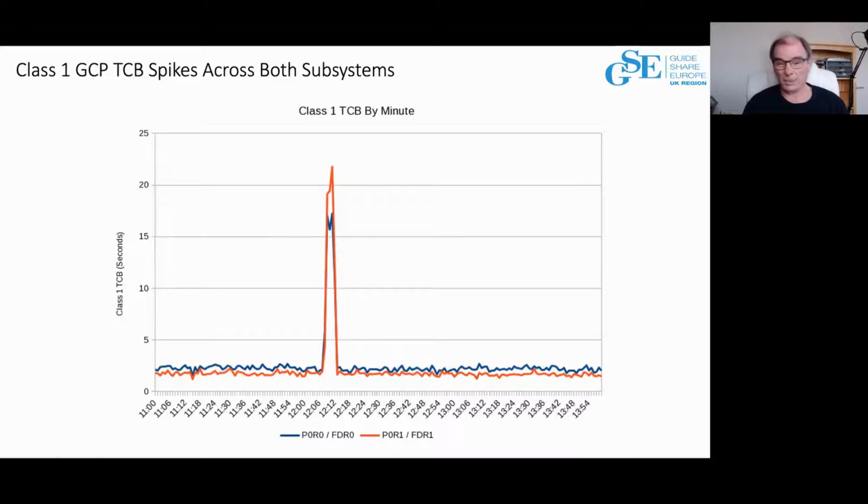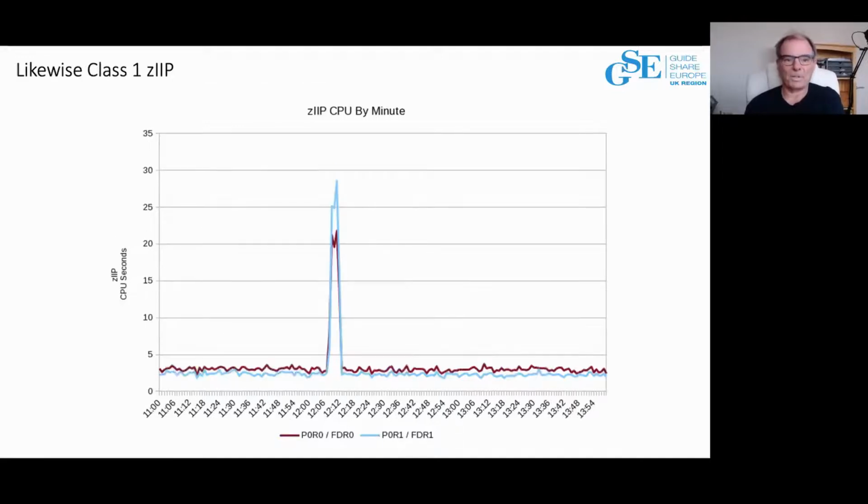And it could just possibly be, and I don't remember if this is the case, the effective engine speed of the 2 is slightly different. That would not surprise me. That might well explain this consistent bias here, apparent bias. So, likewise, class 1 zip, same granularity, same behavior.